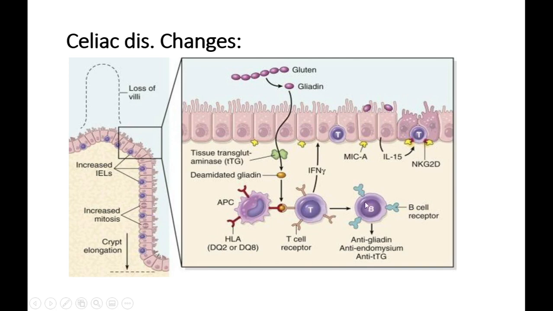Also, B cells will be activated, and these will secrete specific antibodies: anti-gliadin, anti-endomysial, and anti-tissue transglutaminase antibodies. Also, there is activation of CD8 cells, with secretion of more inflammatory cytokines, more tissue destruction, and villus atrophy. So there will be loss of the villi. The tall villi are not present in celiac disease; they become flattened or blunted, with an increase in the number of intraepithelial lymphocytes.